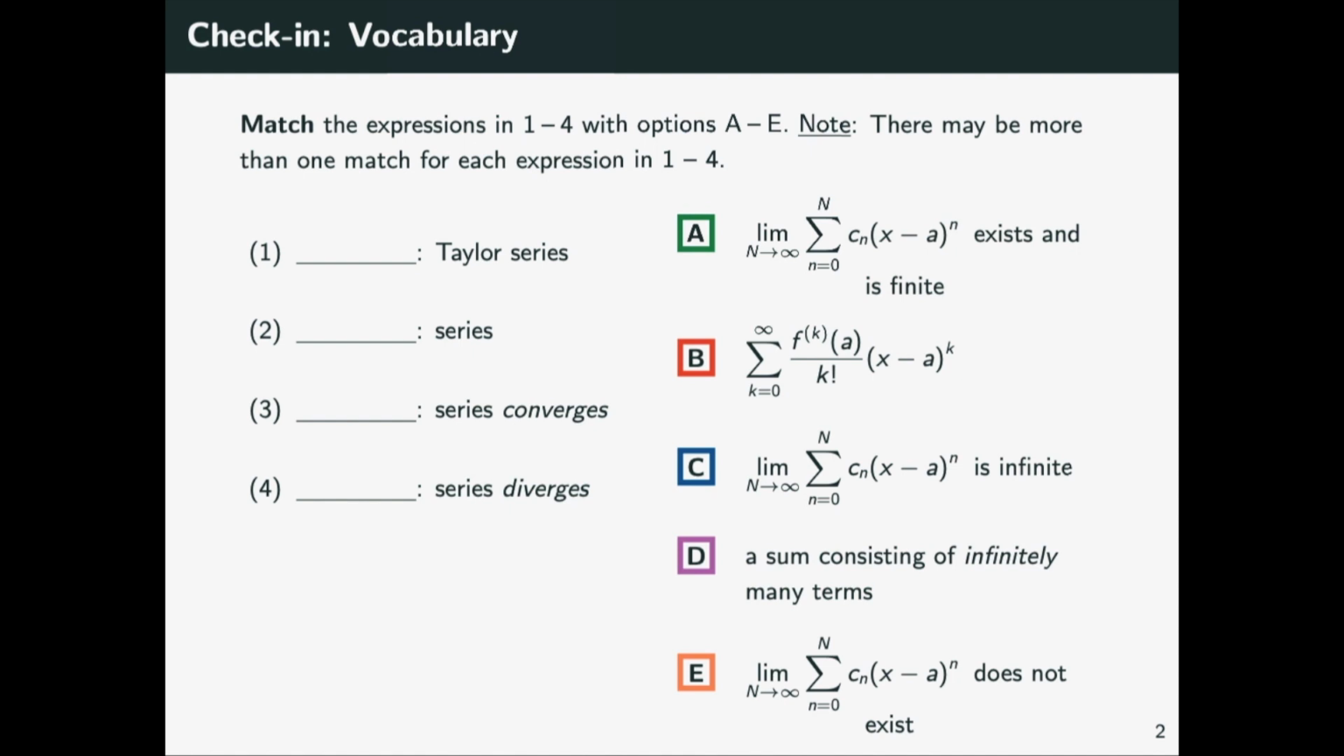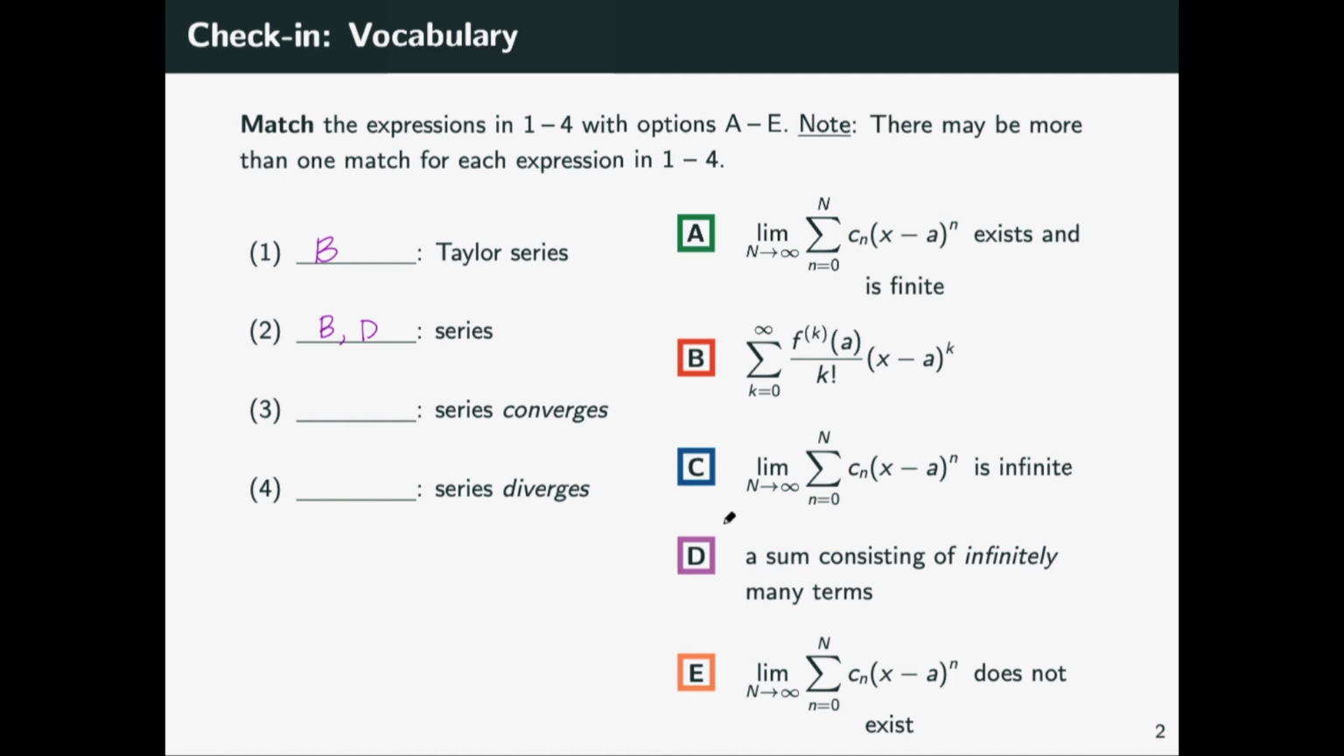Okay, let's discuss. So the first one asks about Taylor's series. So hopefully you were able to identify that B goes with this one. The second one is a series, and in your PCEs it talked about how a series is a sum consisting of infinitely many terms, and then of course Taylor series is a particular kind of series, and so we can go with both B and D here.